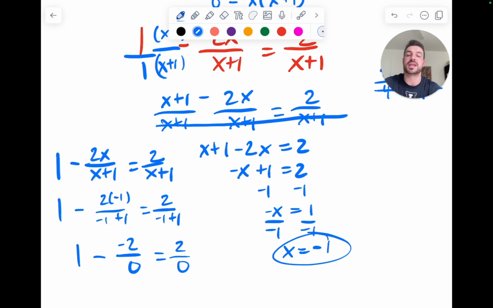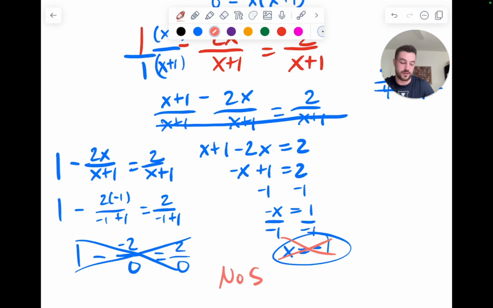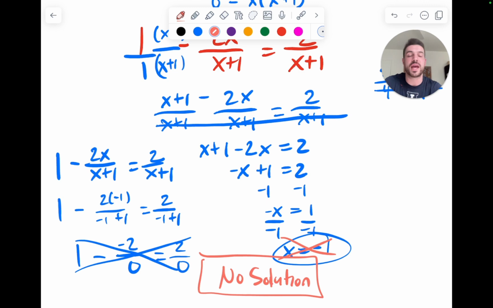The problem is we can't divide a value by 0, so that means that this does not work. And that tells us that x equals negative 1 is extraneous, and therefore we have no solution. All right, now if we had a second solution, we'd plug that in and we'd try as well. But unfortunately, we don't here. So that means the only solution we got from solving didn't work, and therefore there is no solution.